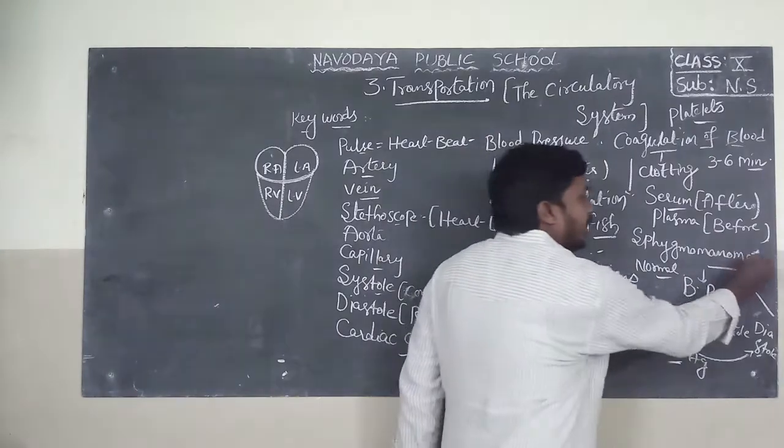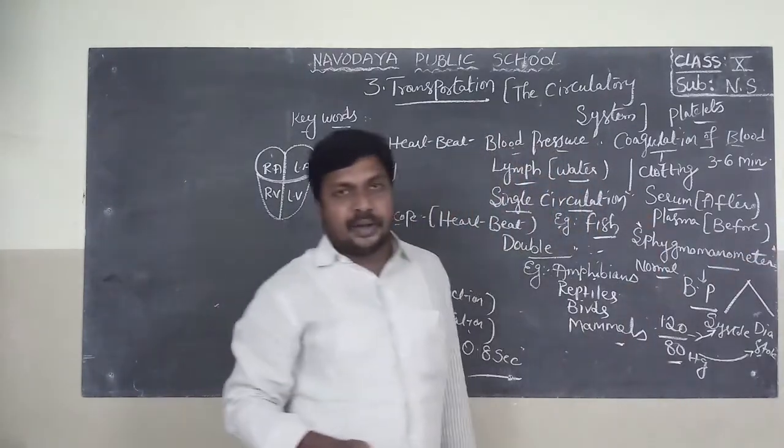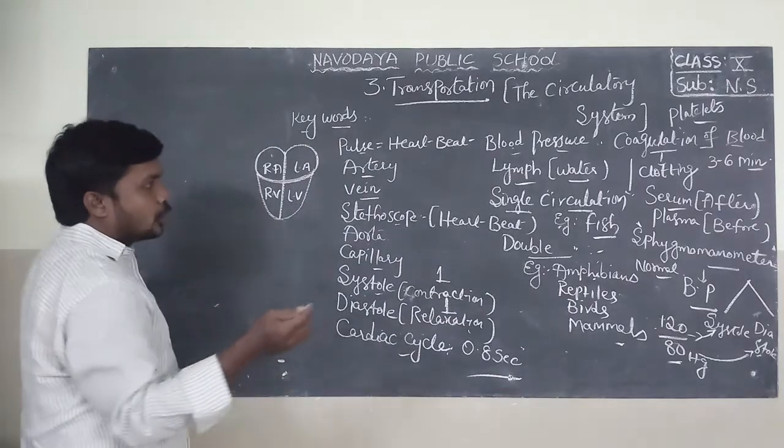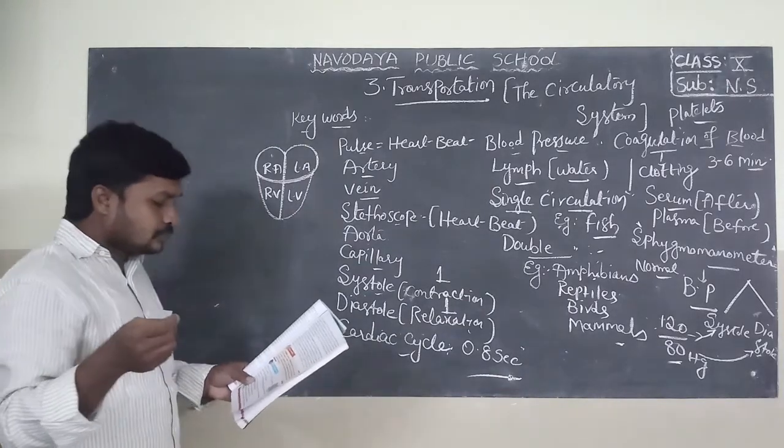BP can be measured by an instrument known as sphygmomanometer, simply called BP apparatus. Next one is prothrombin. Already I explained.